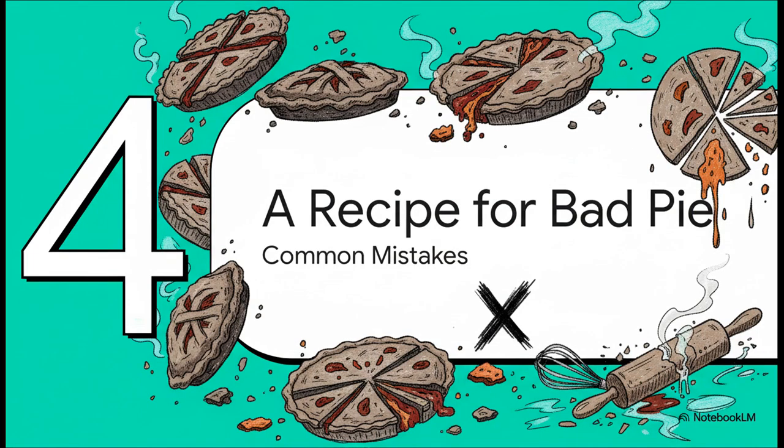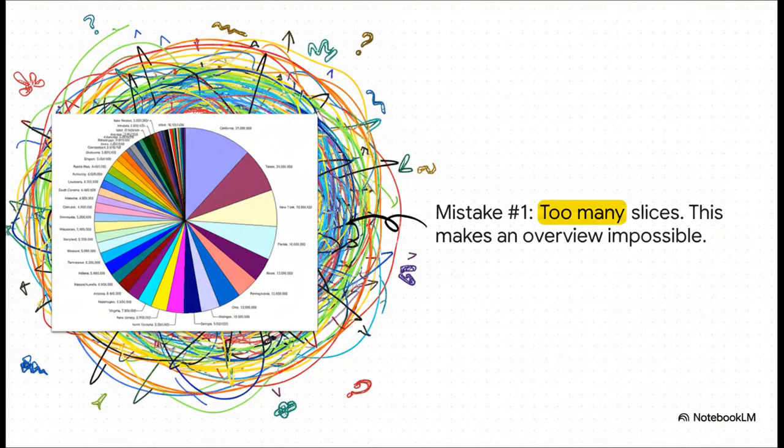And that natural fuzziness in our brains leads us right into the next section, the recipe for a really, really bad pie. Let's break down the common mistakes that turn a useful chart into just a confusing mess. And we're back to our old friend from the beginning. Mistake number 1. Way too many slices. Remember, the whole point of a chart is to get a quick overview. When you've got this many categories, it's literally impossible. It just turns into a frustrating rainbow of useless data.